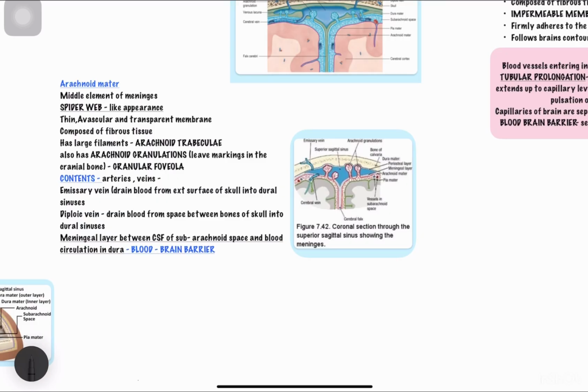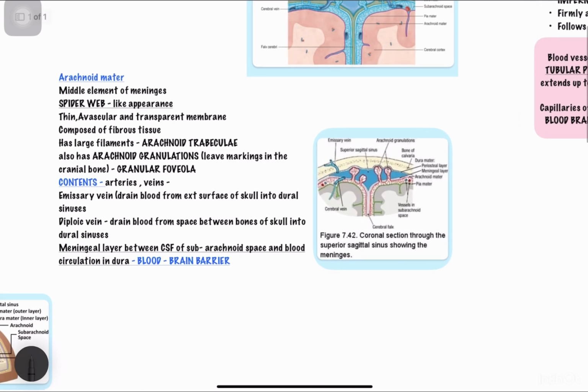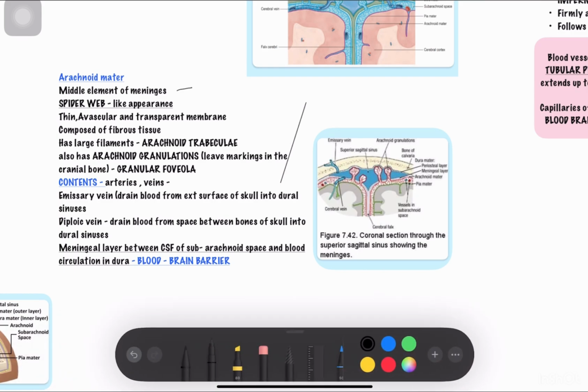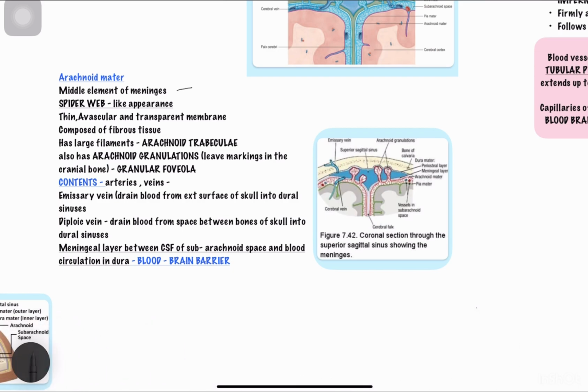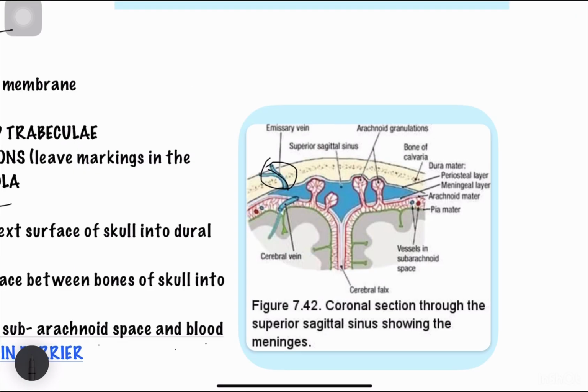So, talking about the arachnoid mater, which is the second meningeal layer, it is the middle element of the meninges, and it has a spider web-like appearance. It has villi as well, known as arachnoid villi. It is an avascular and transparent membrane composed of fibrous tissue. So most of the cerebrospinal fluid, the arteries and the veins are present in the arachnoid mater.